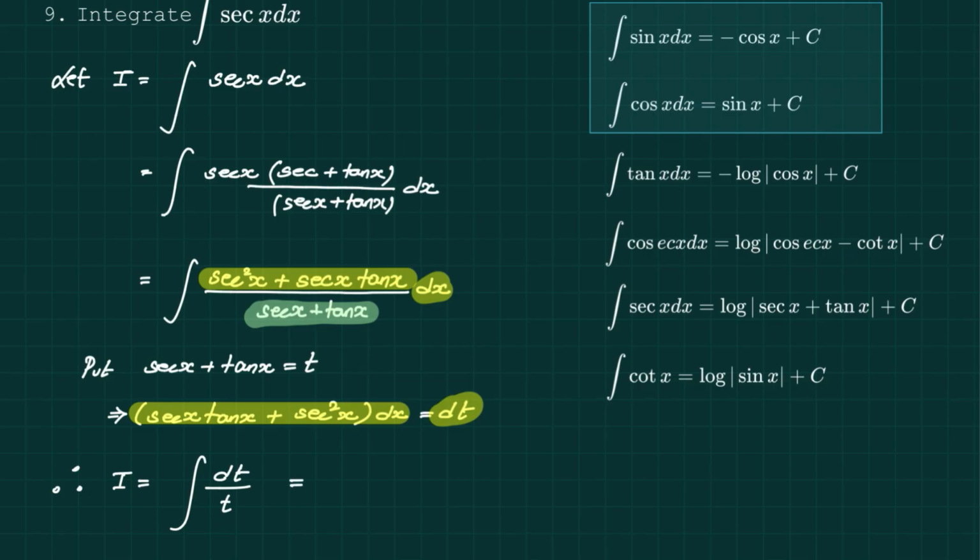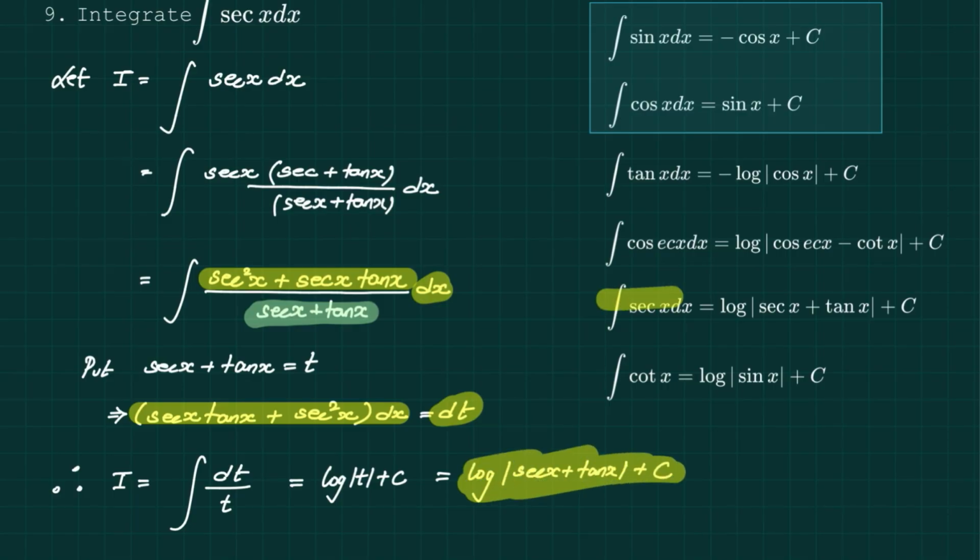So my integral became dt over t. So it will be log of t plus c, and putting back the value of t, we will have log of sec x plus tan x plus c, and hence the formula which is written over here. So you can derive the formula for cosec x, cot x and tan x in a similar manner.